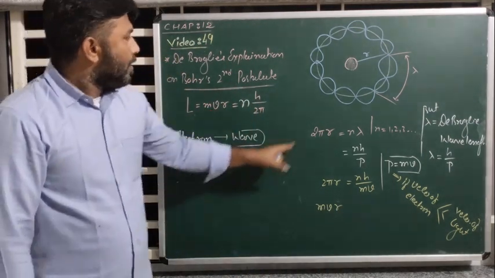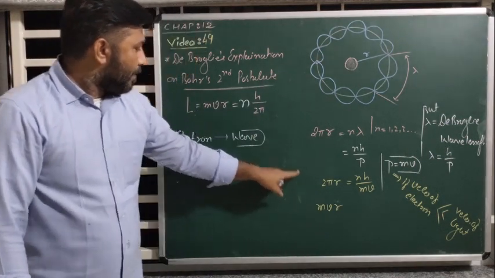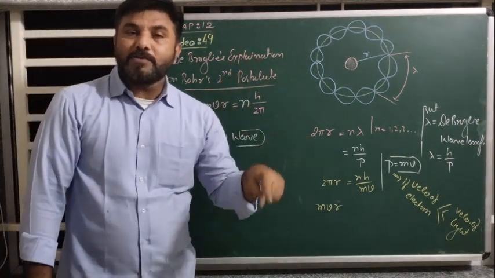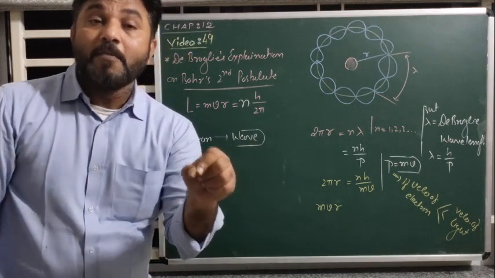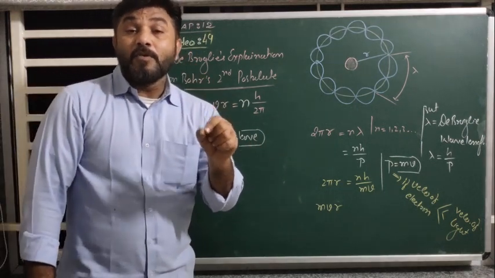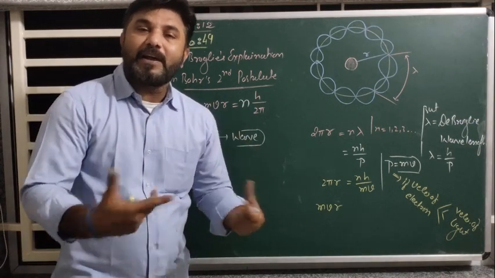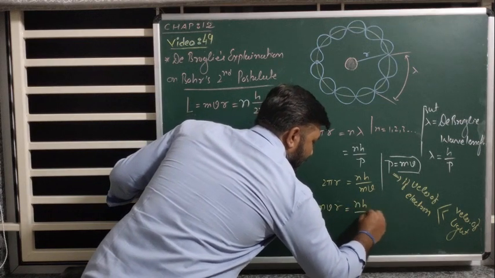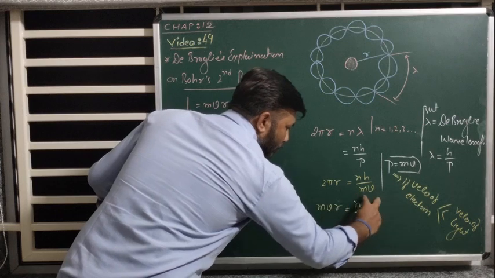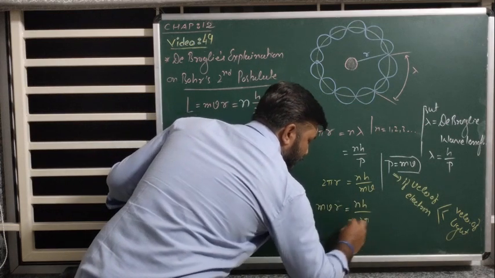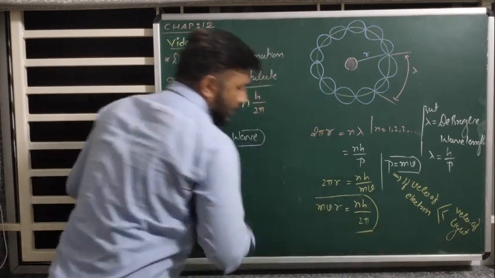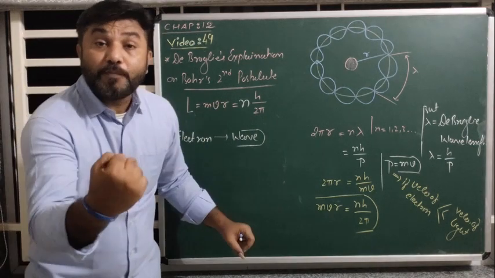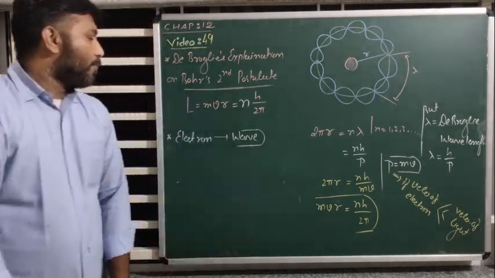Yes, obviously. From de Broglie, there is a proof of Bohr's second postulate. Because of that, Bohr's atomic model is considered the most successful atomic model, and we are accepting this. So mvr is equal to nh upon 2 pi. This Bohr explanation gives strong proof of Bohr's second postulate.